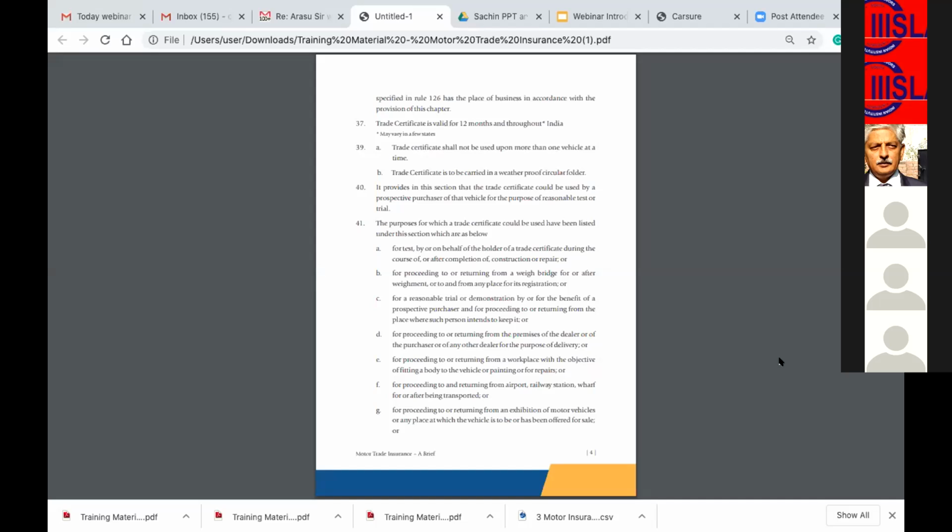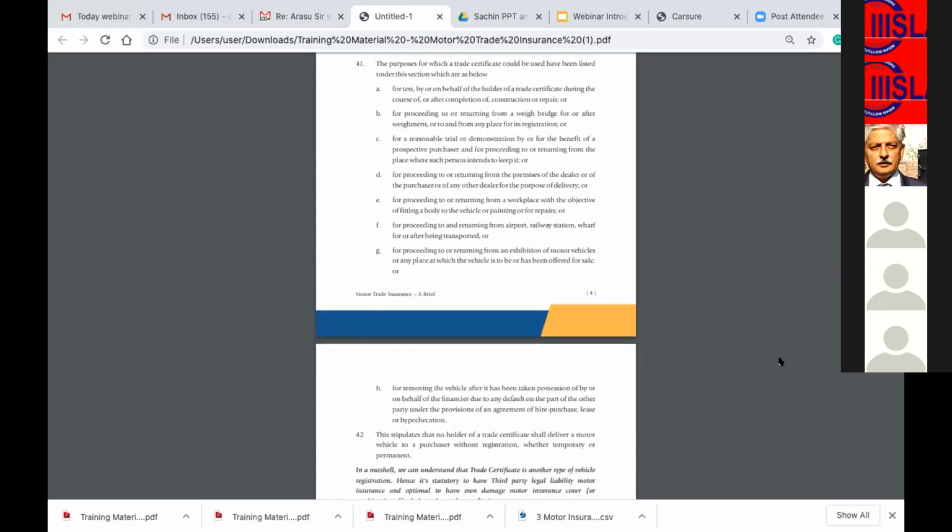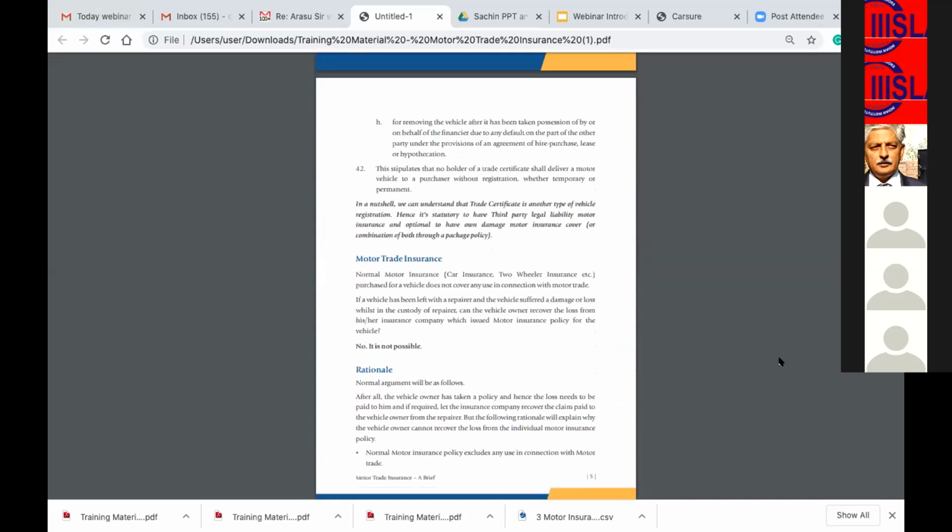If we can slightly go to Mr. Sachin. Yes. Fifth number. Page number 7.